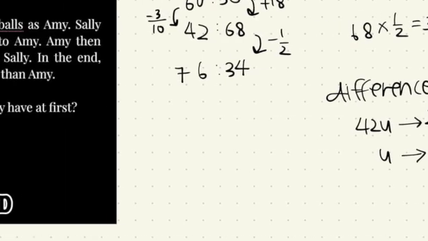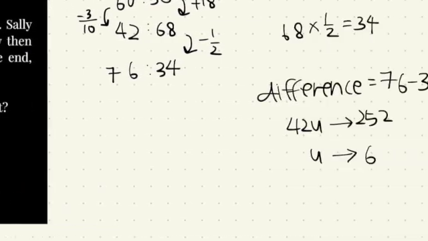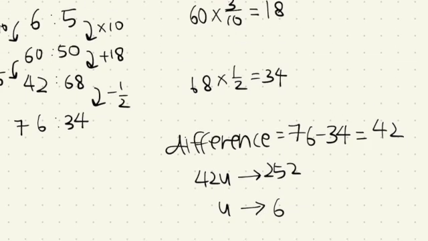Then they want me to count how much Sally has at first. Because we are counting, see here, the base that we are using now is 60. So we need to find 60 units. And this will give me 360.